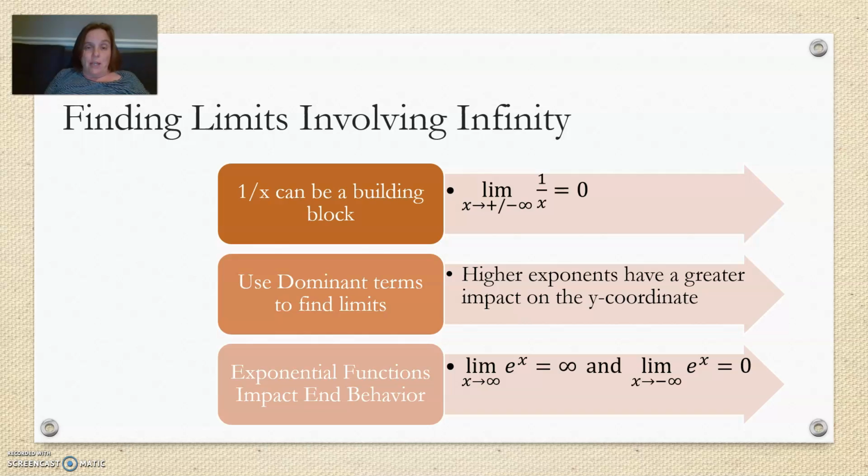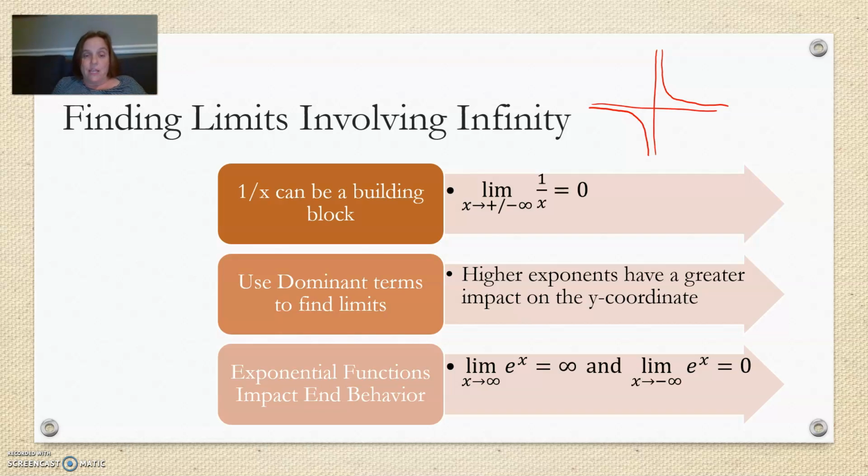Some tools for finding these limits, for finding the value of a horizontal asymptote: one really useful tool is using 1 over x as a building block. We're familiar with that 1 over x graph. The 1 over x graph is the one that is a hyperbola, and in both directions, that graph approaches 0.